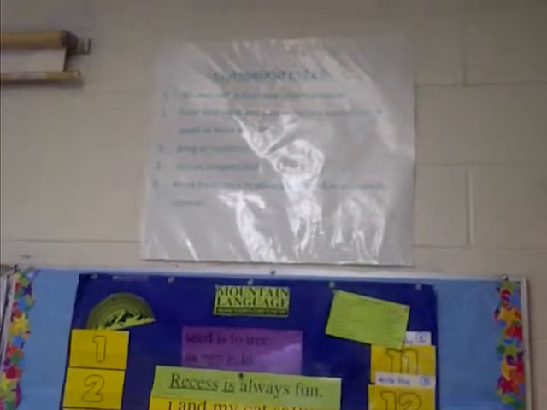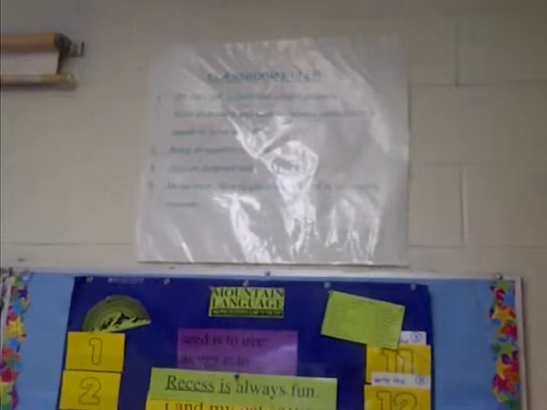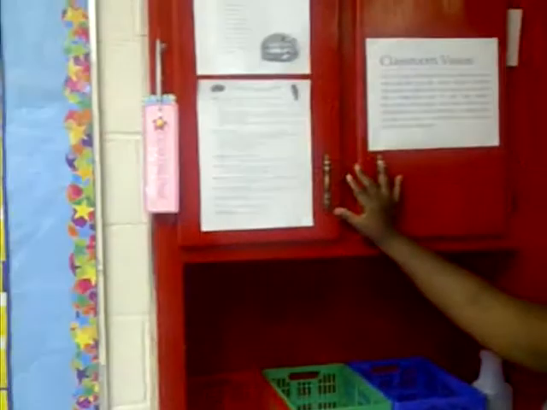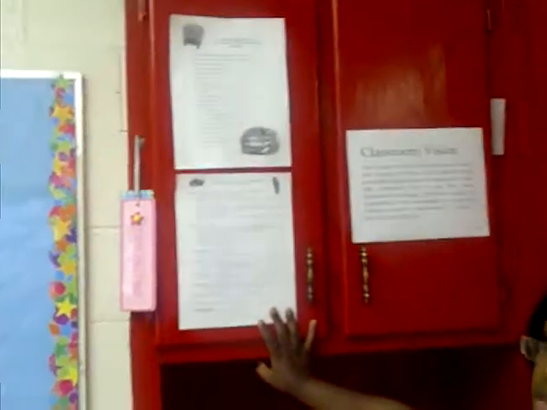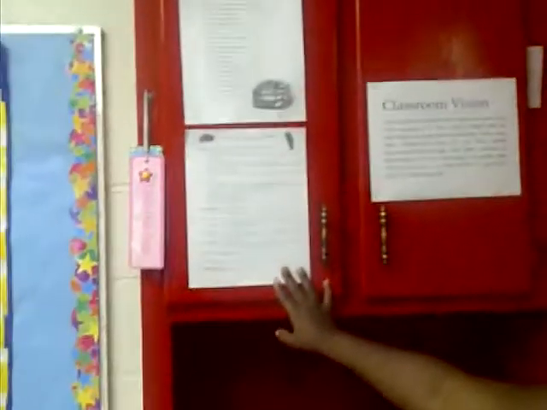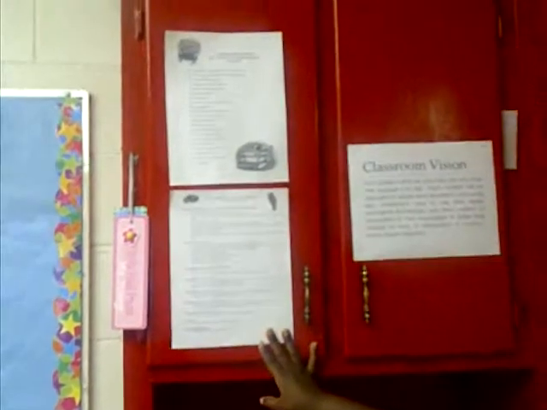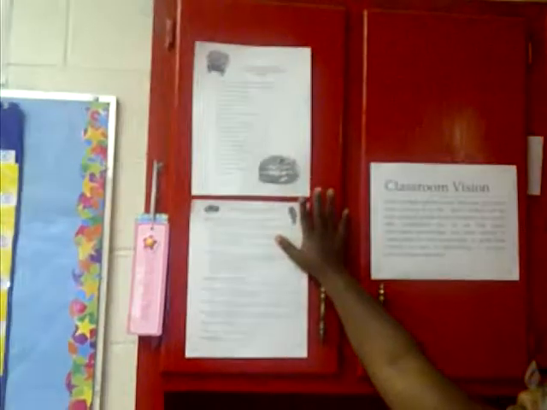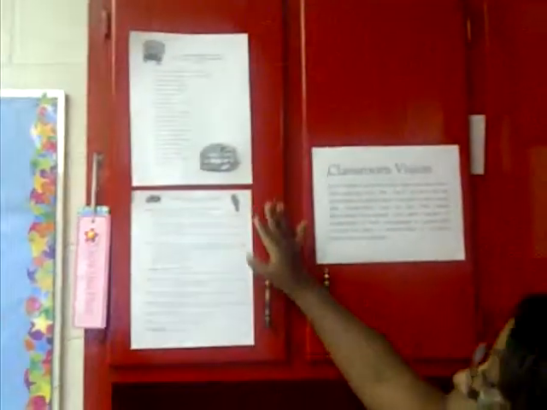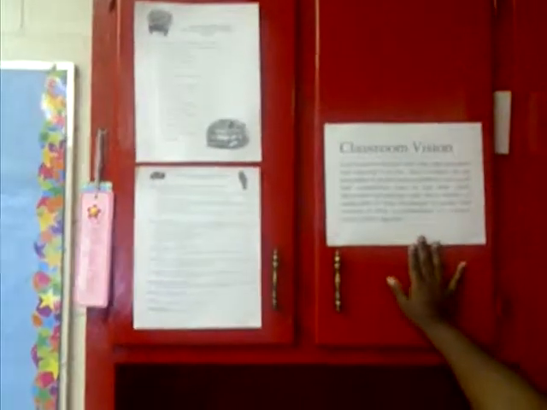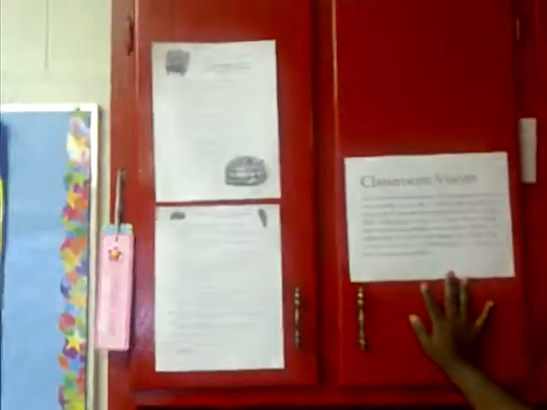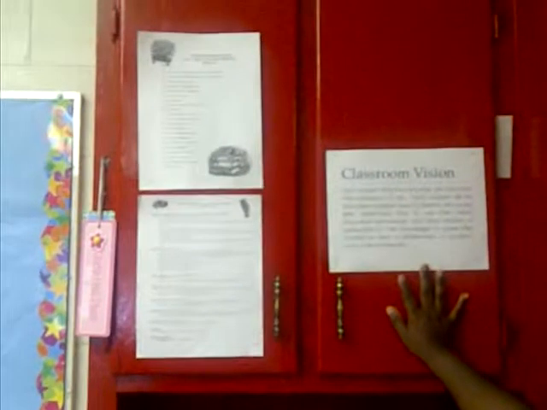And right above this area are our classroom rules, clearly visible for all students to see. I always keep a copy of the dress code because we do have uniform and a dress code policy here at the school. And I keep a list of the supply lists that they'll need throughout the year, and also our classroom vision. Where do we see ourselves at the end of this school year?